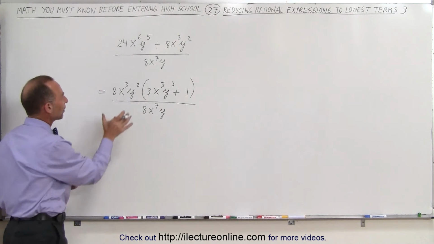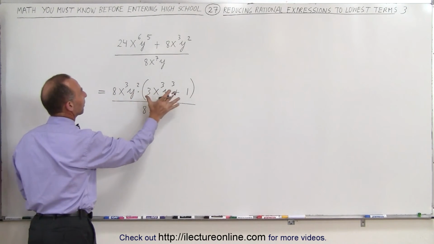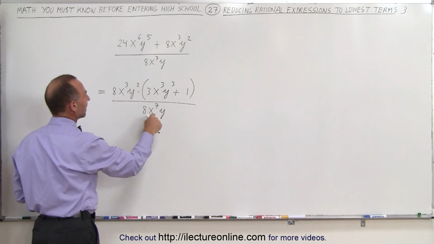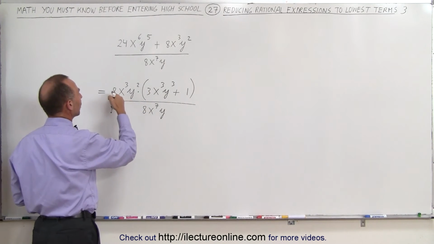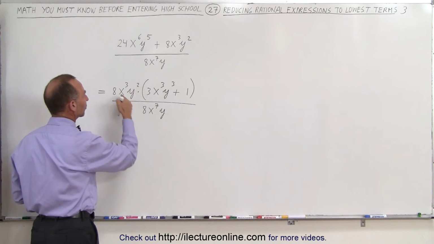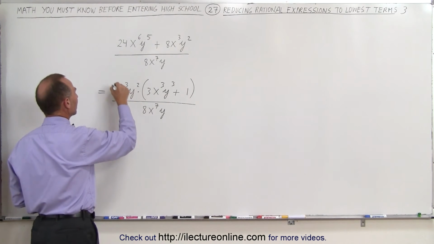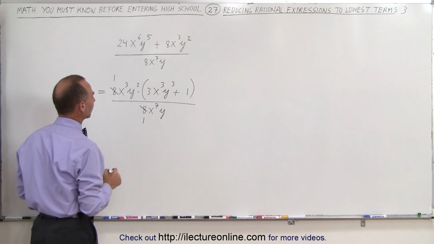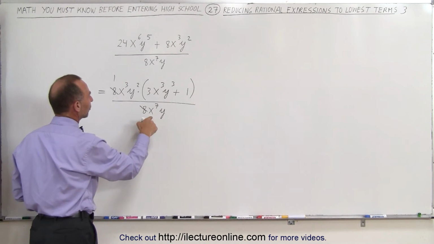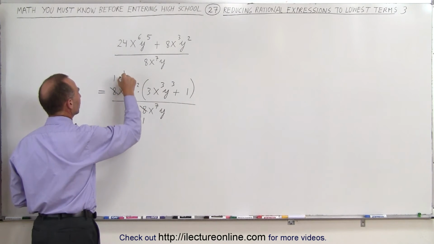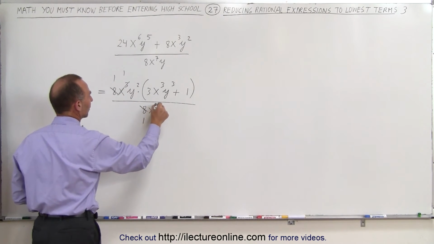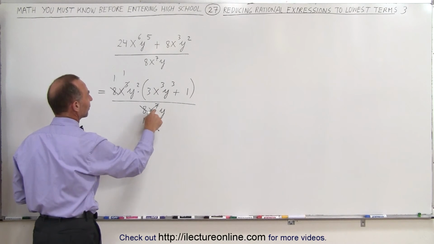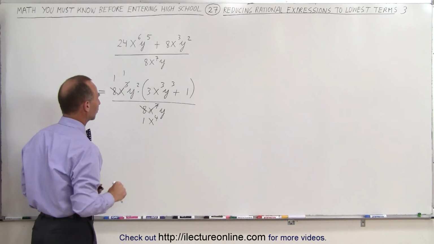But now notice that we have this term multiplied by this binomial, which means that I can simplify by dividing both the top and the bottom by a common factor here. Notice that the top can be divided by 8 and the denominator can be divided by 8. We have an x cubed and an x to the 7th, so I can factor out an x cubed and simplify, and instead of x to the 7th, this becomes x to the 4th, because x to the 7th divided by x to the 3rd gives me x to the 4th.